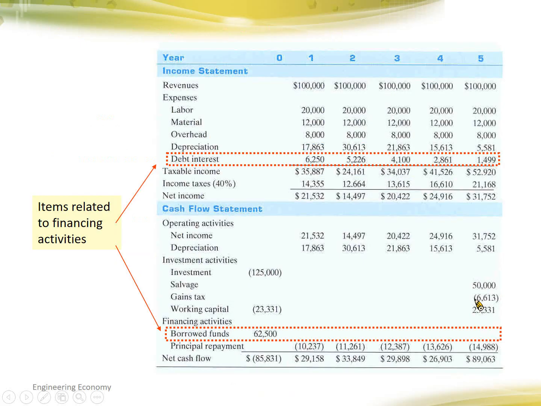Okay, I think with the financing activity, we are basically breaking down interest and principal repayment into two parts and putting them in different places. And again, we can compute the new net cash flow.